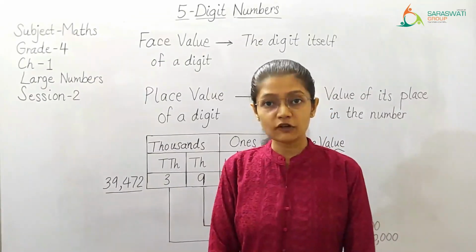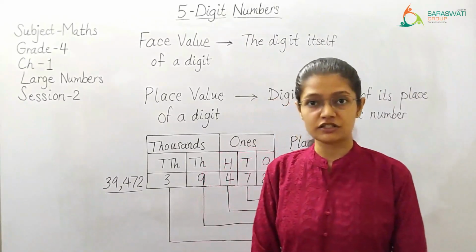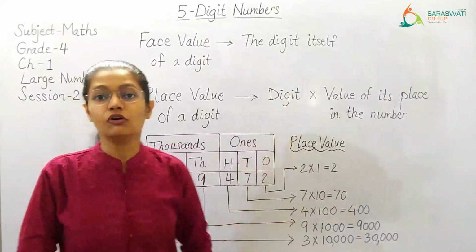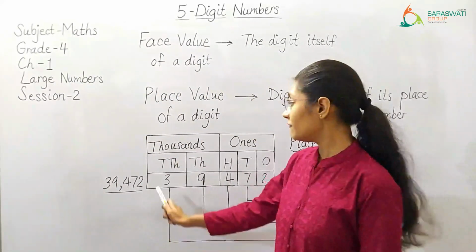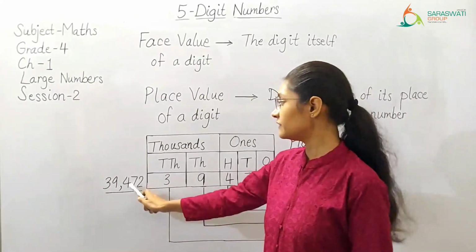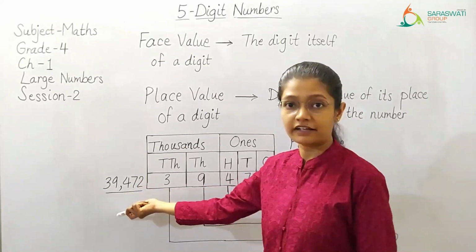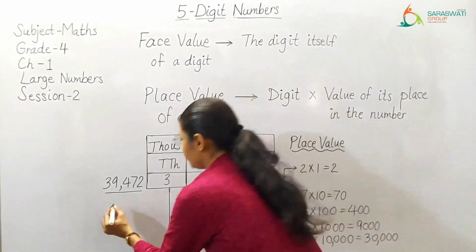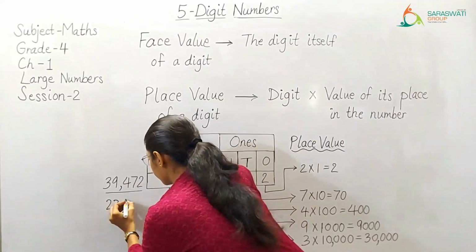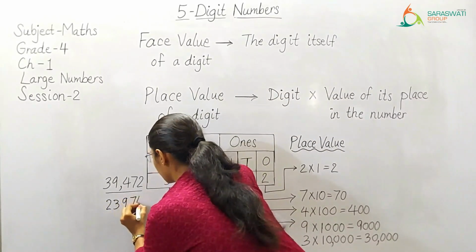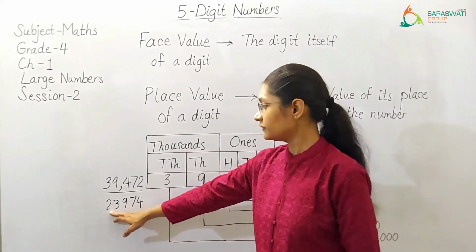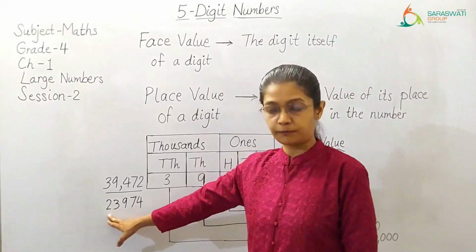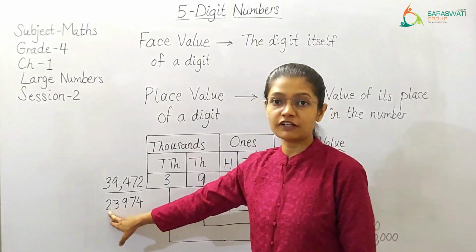Now students, we know that the face value of any digit in a number is equal to the digit itself. So over here in this 5-digit number, the face value of 2 is equal to 2. The face value of digit 9 is equal to 9. The face value does not depend upon the position of the digit. So if I write this number, then the face value of digit 2 at the 10,000s place is also equal to 2. It does not depend upon the position of the digit.